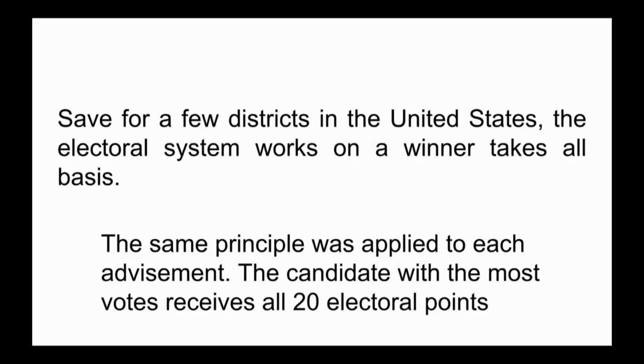Save for just a few districts in the United States, the electoral system works on a winner-take-all basis. For instance, if there's a majority of people in Missouri that vote for either Hillary or Trump, all electoral votes, or all 10, will go towards that particular candidate. So the same principle was applied to each advisement. The candidate with the most votes receives all 20 electoral points.